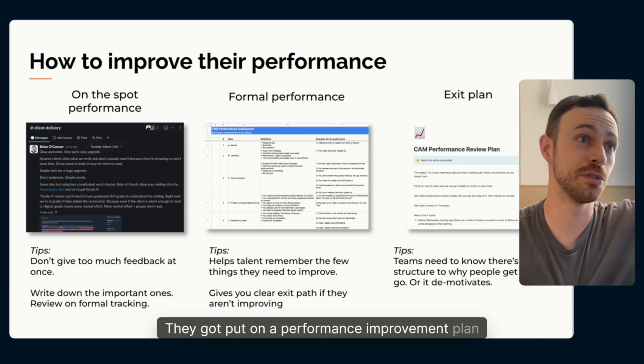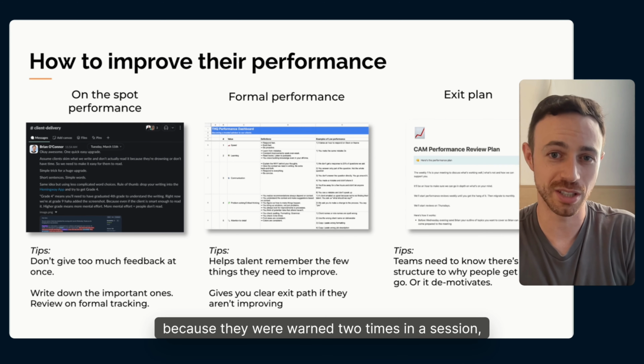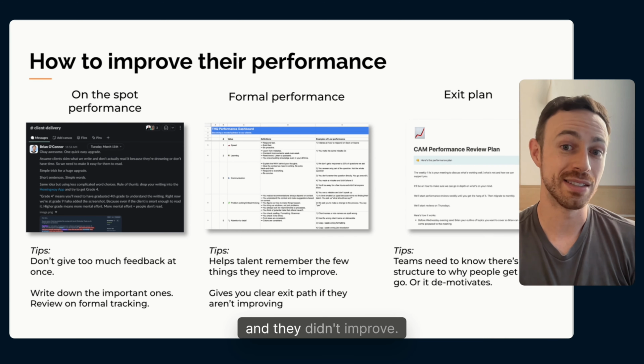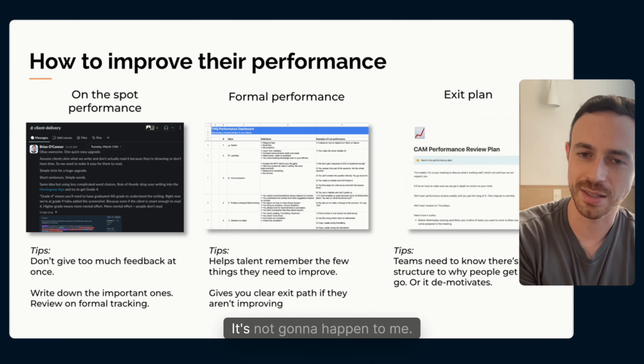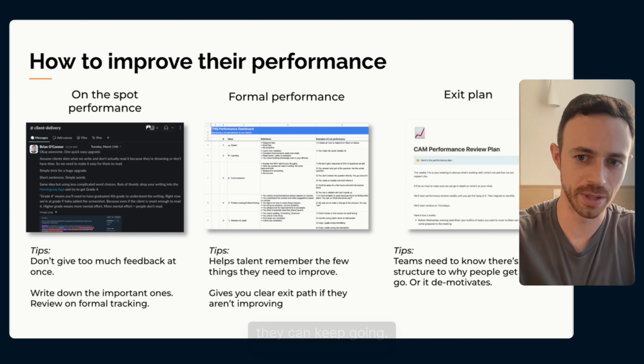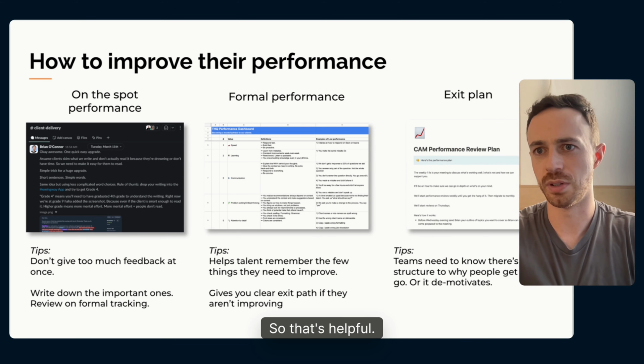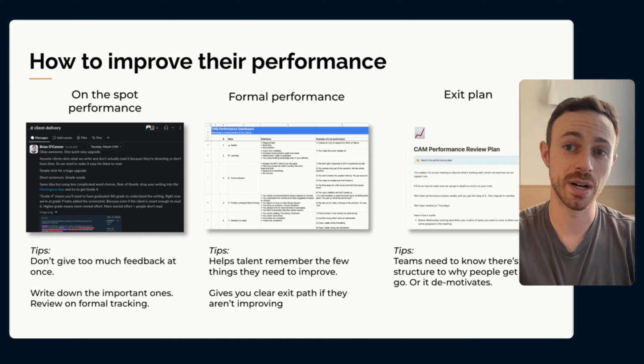They got put on a performance improvement plan because they were warned twice in a session, and they didn't improve. Makes sense. It's not going to happen to me, and so they're not demotivated, and boom, they can keep going. So that's helpful. I think the trade-off to that is it's a slower exit process, right?